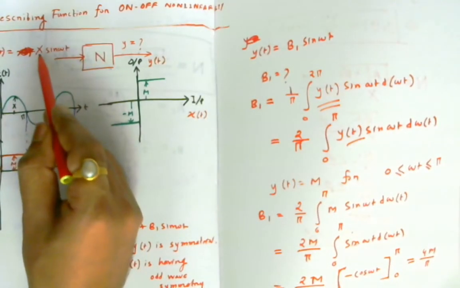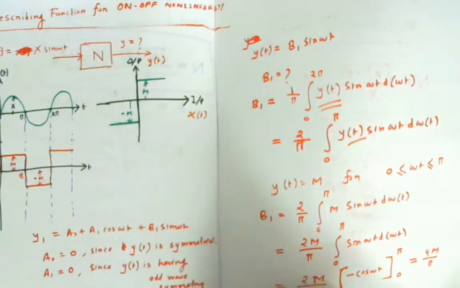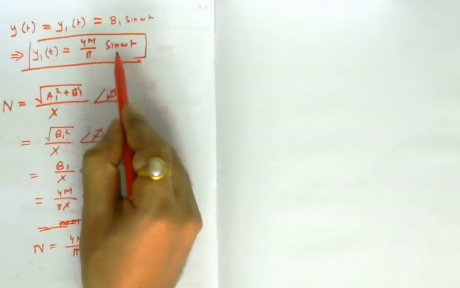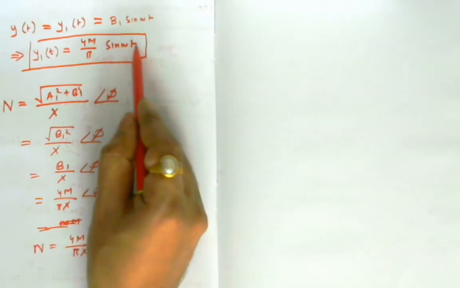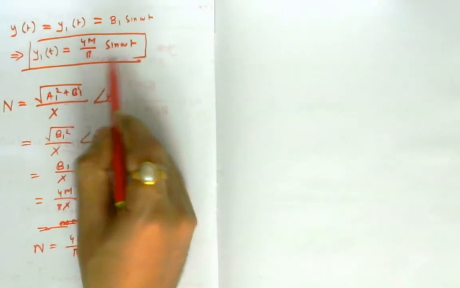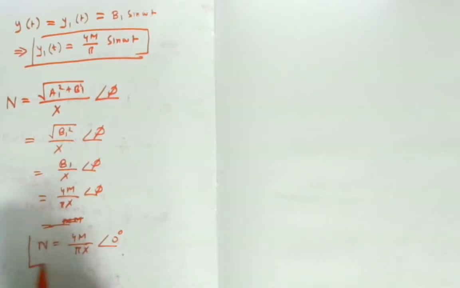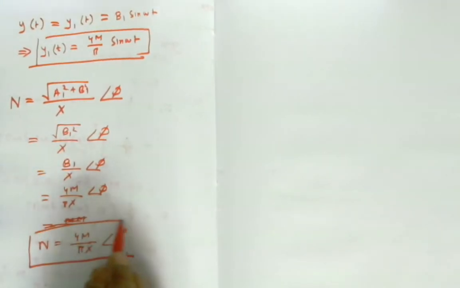The output waveform has amplitude 4m by pi, but the frequency is the same omega. The input waveform also has the same frequency omega. It is the same waveform, sin omega t. There is no expression like sin omega t plus something, so there is no chance of phase difference between output and input. That's why the phase difference is 0 in this case, and this is the describing function of on-off nonlinearity.